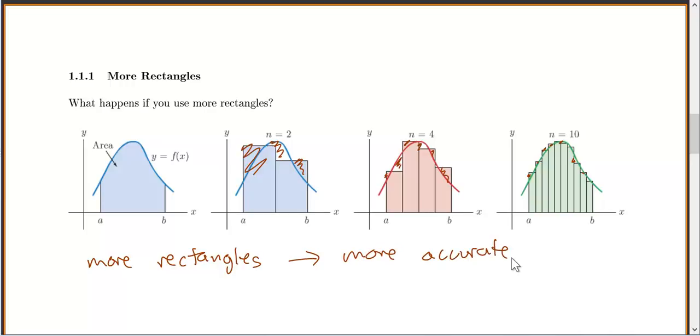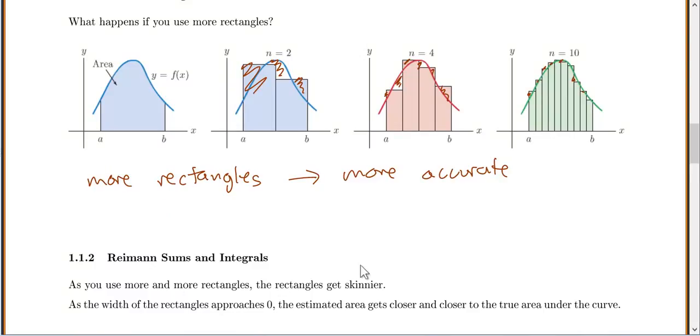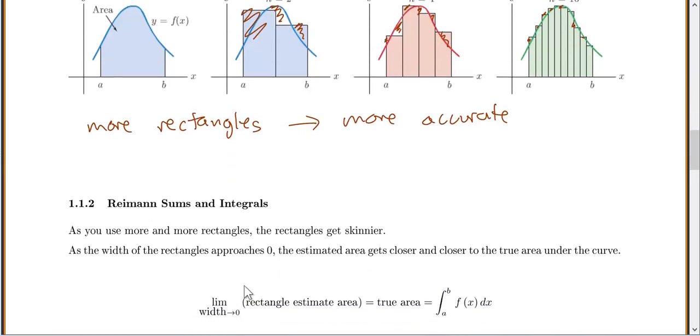Or you could also think about it, look at this, notice how the rectangles are getting skinnier and skinnier. Okay. So we come down here. If you use more and more rectangles, the rectangles get skinnier and skinnier. Now, because this is a calculus class and we know about limits, we can say as the width of the rectangles approaches 0, or we could say the limit as the width approaches 0 of our rectangle estimate area, you're going to get closer and closer to the true area. So up above, again, when we went to 10 rectangles, our estimated area is going to be a lot closer to the true area. So as the width goes to 0, our estimate is going to equal our actual true area.